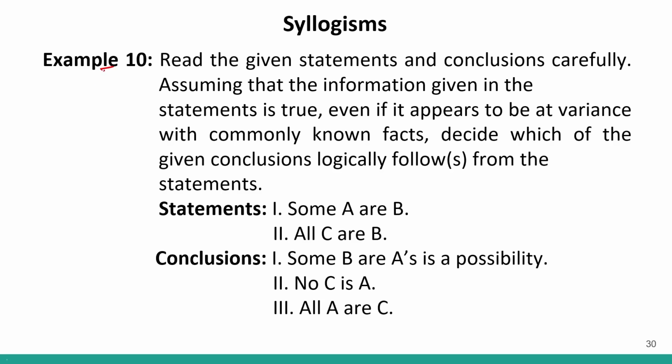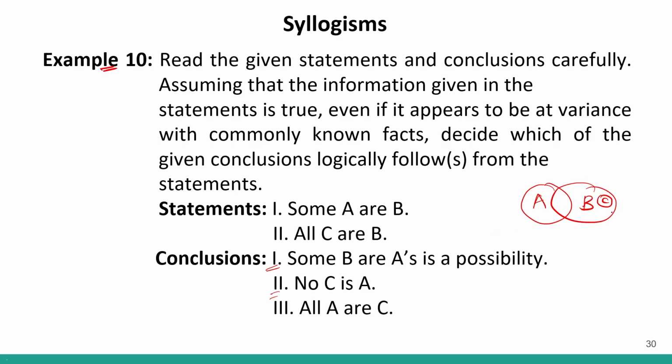Example number 10. Statement: Some A are B. So simple. Some A are B. All C are B. So all C will come inside B. All C are a part of B. Correct? This will be the Venn diagram. Conclusion 1 says some B's are A is a possibility. Yes, some B's are A's is a possibility. Second one says no C is A.